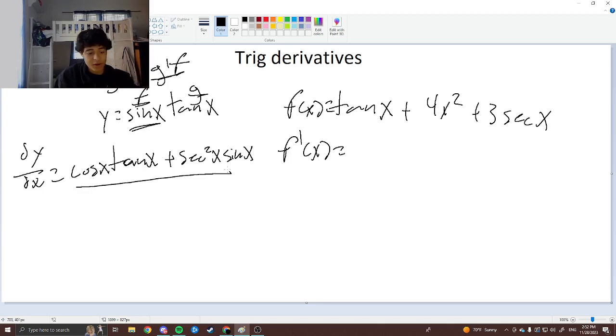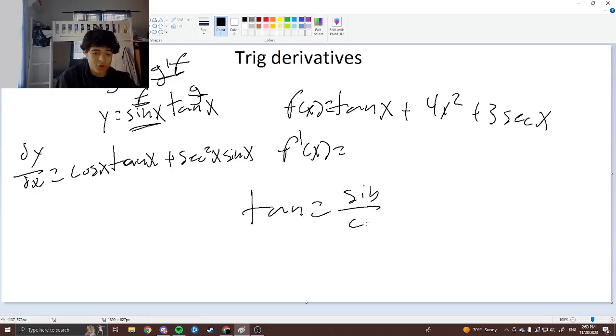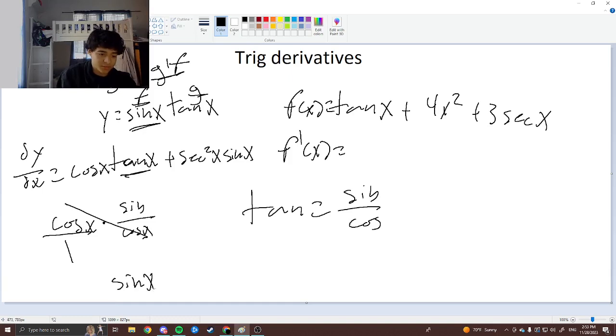You could turn this in, but you could simplify it more because tangent, we went over this earlier, tangent is the same thing as sine over cos, right? So if you rewrite this, you have cosine x times sine x over cosine x. So see how these would cancel? This is cosine over 1. So you would be left with sine x plus secant squared x sine x.